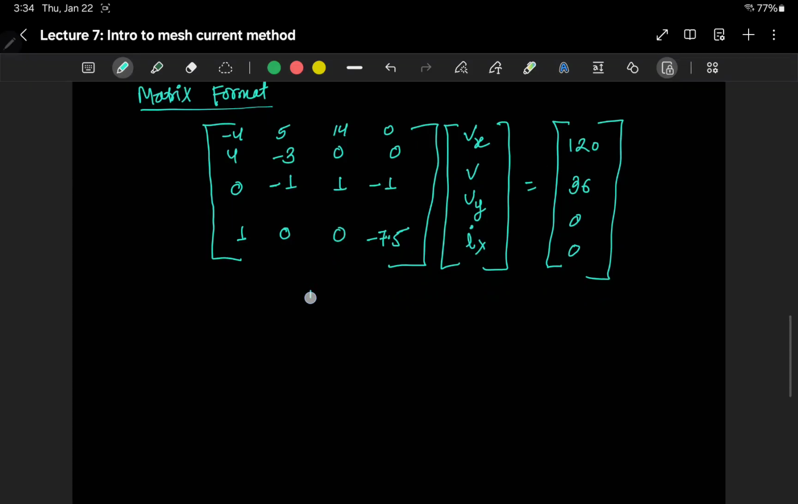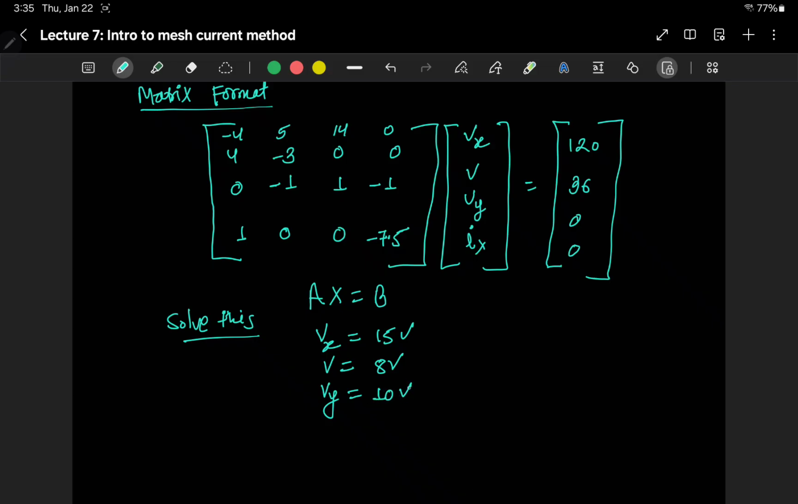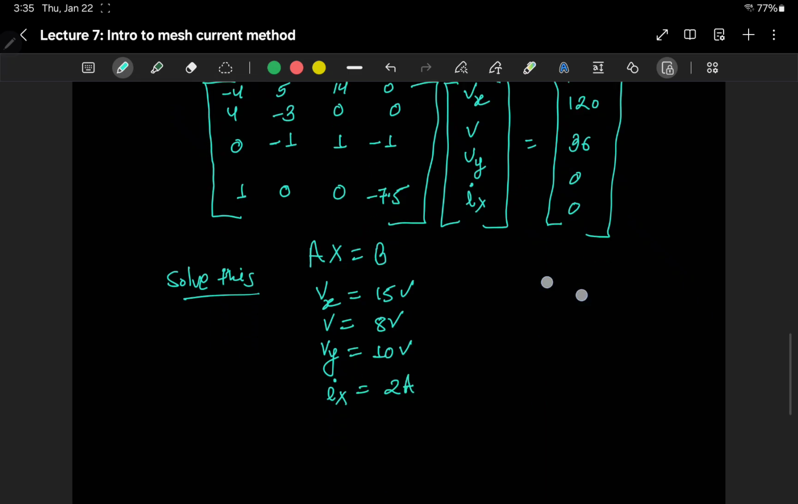So this is in the form of Ax equals b. So you can solve it any way. You can calculate the inverse and solve for x, or you can apply Cramer's rule, or you can use your calculator directly. So I'll just write the answer. What you'll get is vx is equal to 15 volts, v is equal to 8 volts, vy is equal to 10 volts, and ix is equal to 2 amperes.